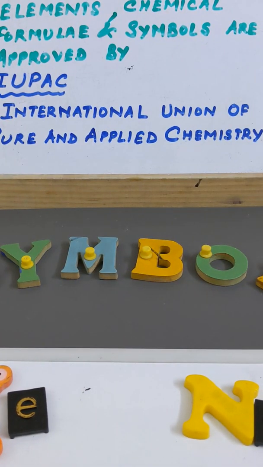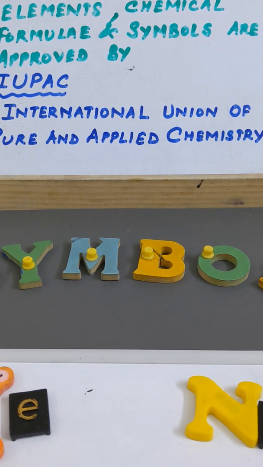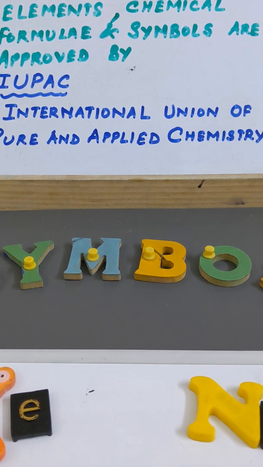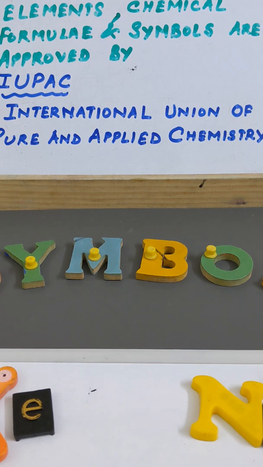In the present times, any newly discovered element, any chemical formula or any symbol is approved by IUPAC, which is the abbreviation for International Union of Pure and Applied Chemistry. Now, this is how any element comes into practice. It has to go by IUPAC.